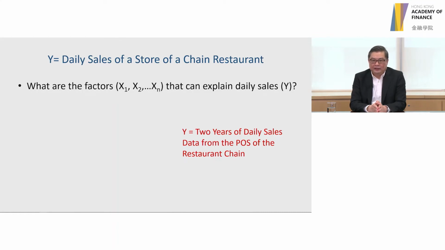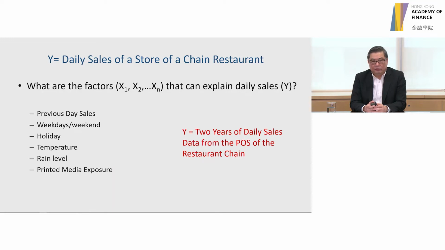And what are the factors? Here are some of the factors. I just pick a few for illustration purpose in this talk. And I also collected 2 years of daily sales data from the POS of the restaurant chain. So I know exactly the items ordered in every transaction, the time, and the location of the restaurant.